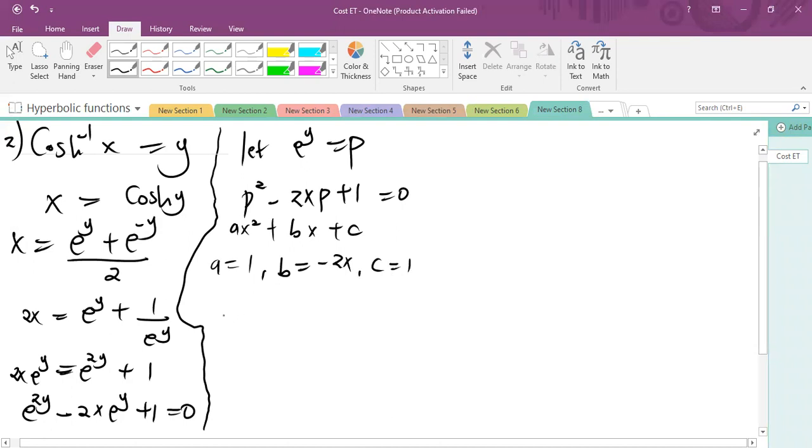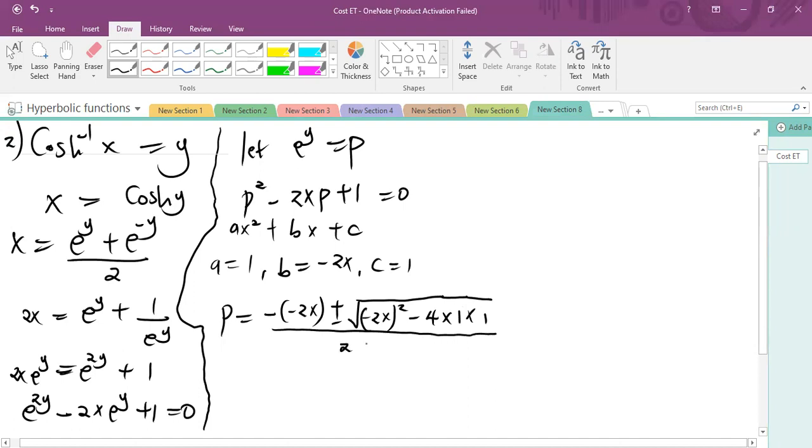So using the quadratic formula to solve, our p will be equal to minus b plus minus the square root of b squared, so that is minus 2x squared, minus 4 times a times c. All this divided by 2 times 1. So what's the value of our p? Simplifying this, we have 2x plus minus the square root of 4x squared minus 4, all this divided by 2.